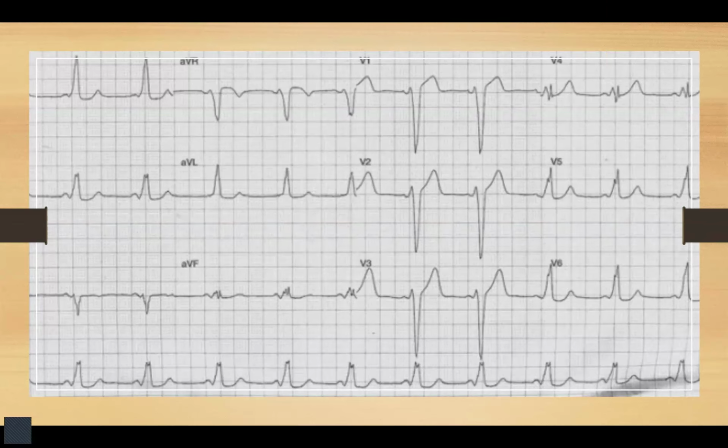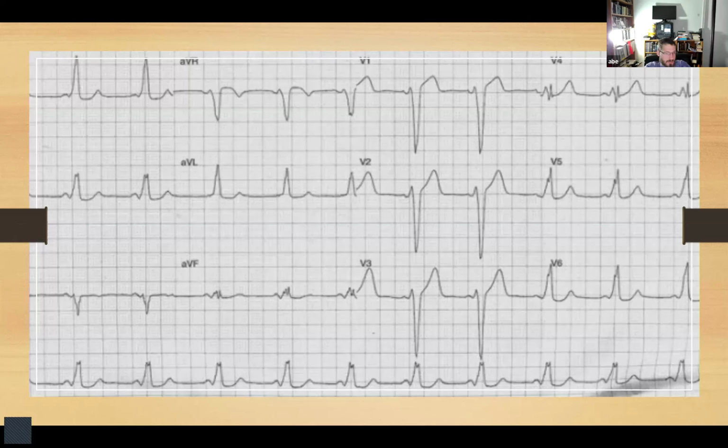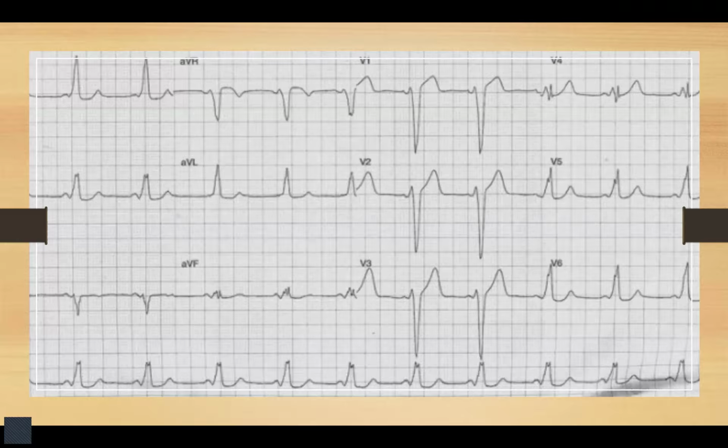Look at the rhythm strip. What do you notice? I don't see anything that meets criteria. Right. Nothing that meets criteria, but good to think about it. You can't find ischemia unless you think about it.